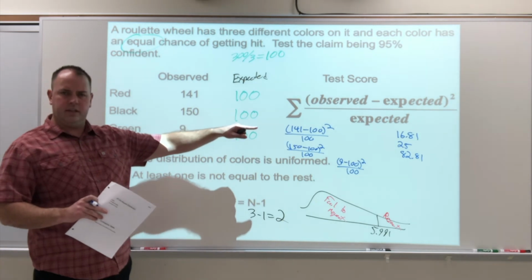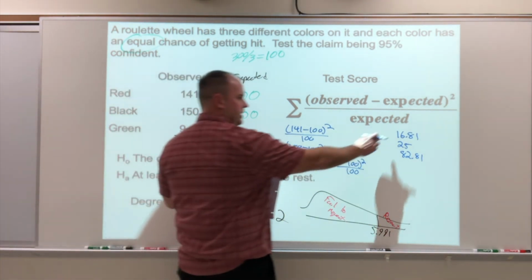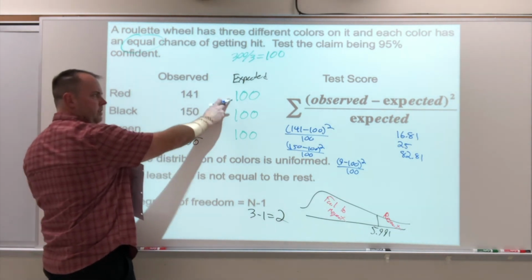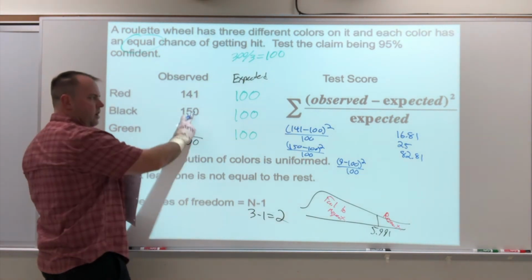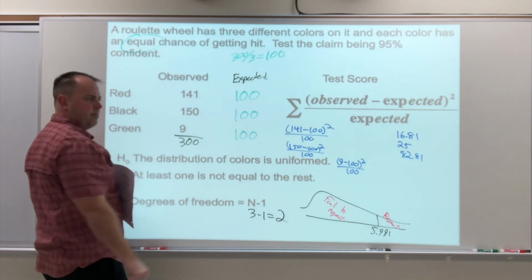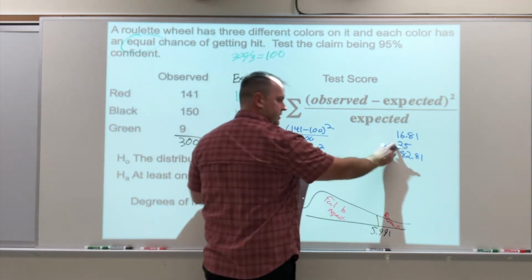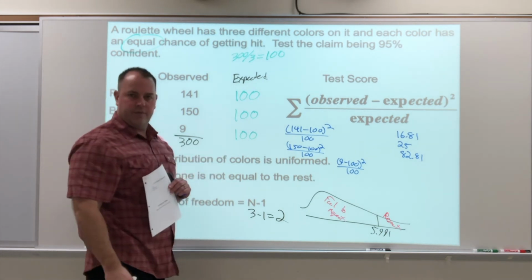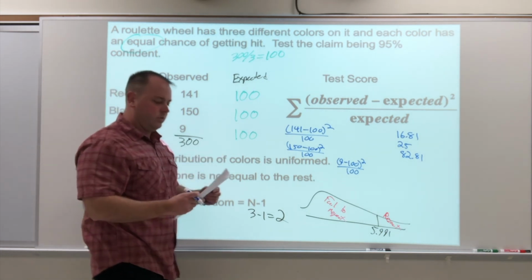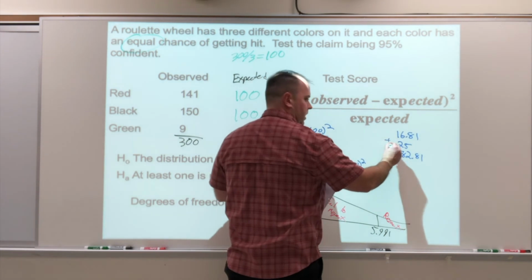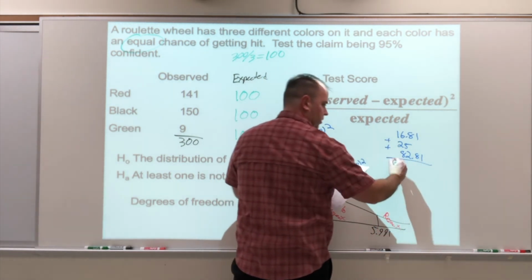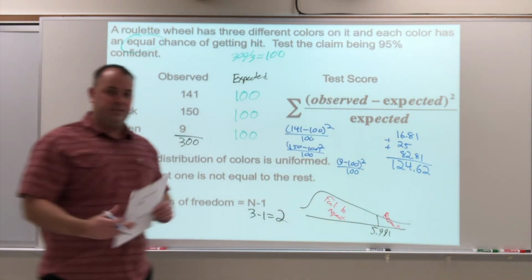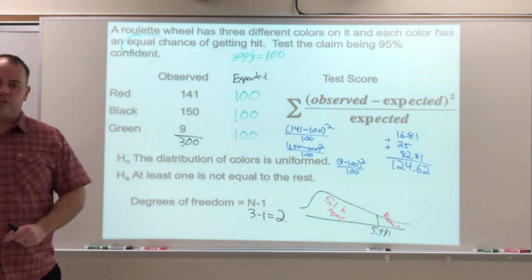If we look at how those test statistics are going, we can see 141 compared to 100, there's a pretty big difference there. 150 compared to 100, again, pretty big difference, and the test statistic is pretty big. 9 compared to 100 is a huge difference. You get 82.81, so that's why when we add these up now, our test stat ends up being so large, 124.62. The larger the test statistic, the more likely we are to reject the null.